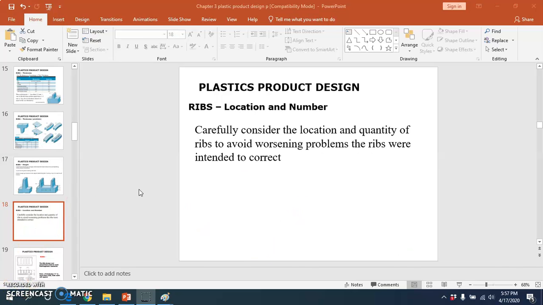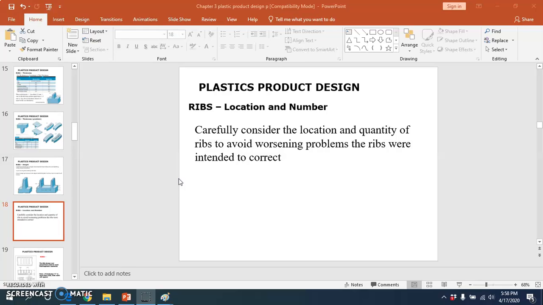Last but not least is the location and the number of ribs. We have to carefully consider the location and quantity of ribs to avoid worsening problems the ribs were intended to correct. For example, ribs added to increase part strength and prevent breakage might actually reduce the ability of the part to absorb impact without failure.